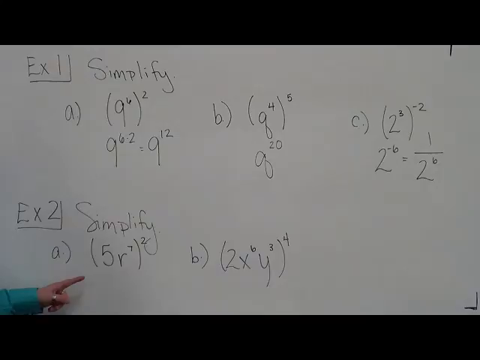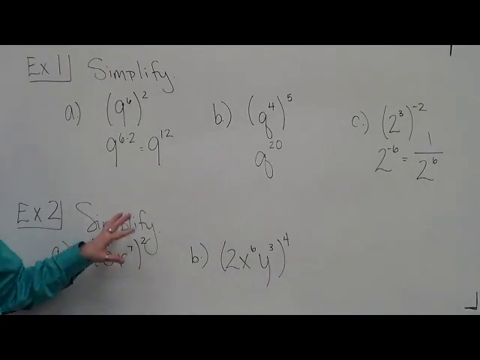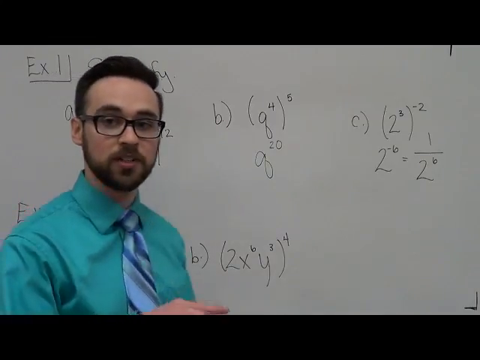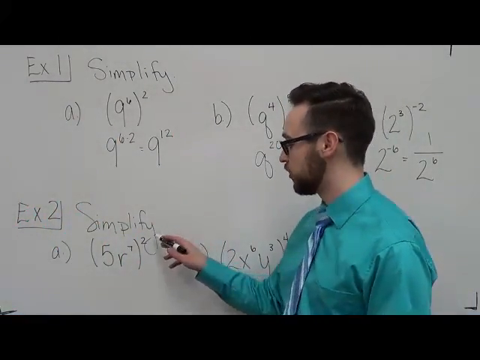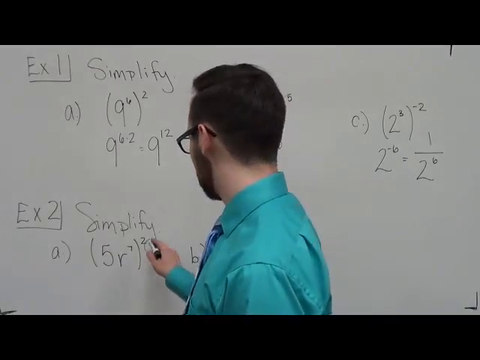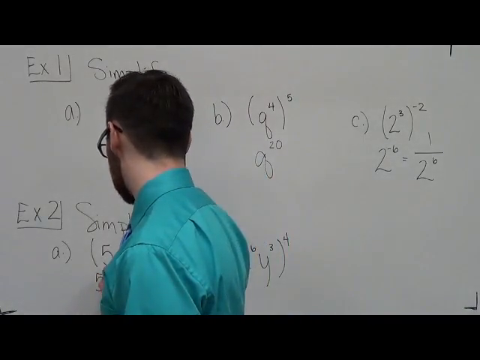So let's take a look at this one down here. Again, we have 5 times r to the 7th. There's a product happening, so what we want to do is distribute the 2 to both of them. Well, 5, so that means it's going to make it 5 squared.